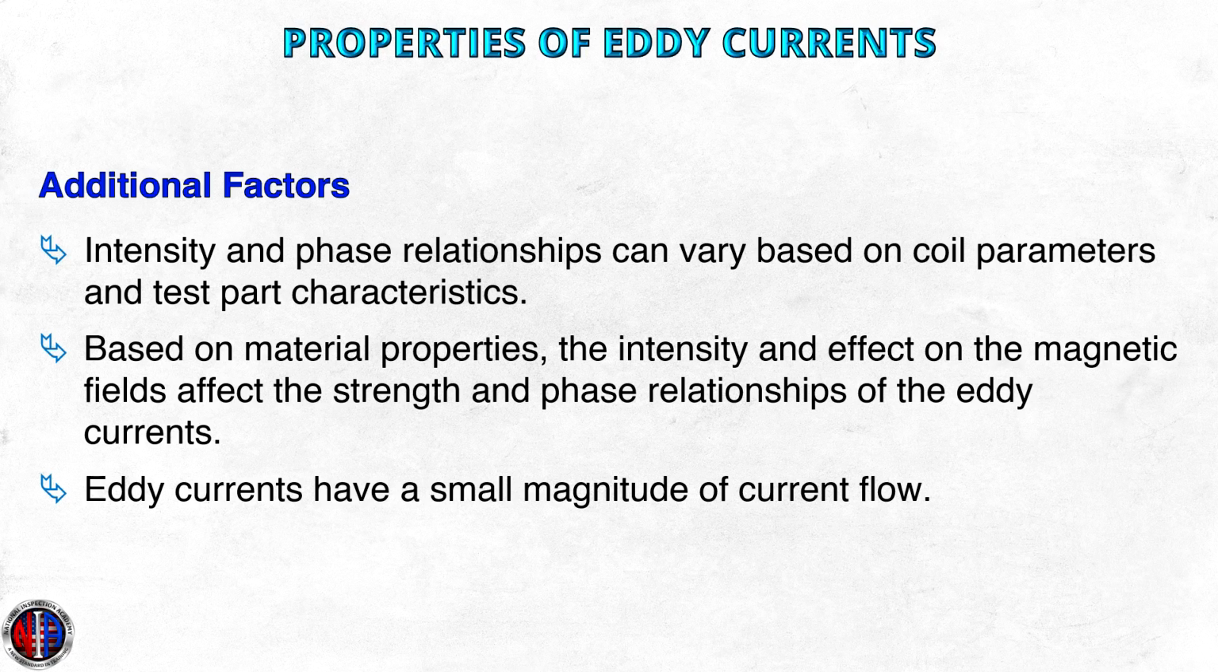Eddy currents also have a small magnitude of current flow. These minor changes can be detected by the inspection system. As with magnetic particle testing, an increase in the current has a direct effect on the strength of the magnetic field and the number of lines of force generated that will be used for the electromagnetic induction.